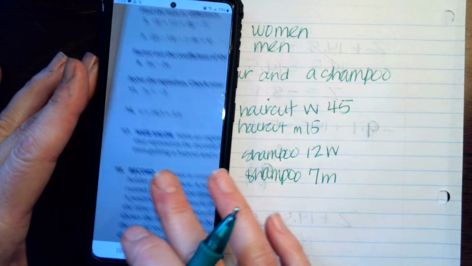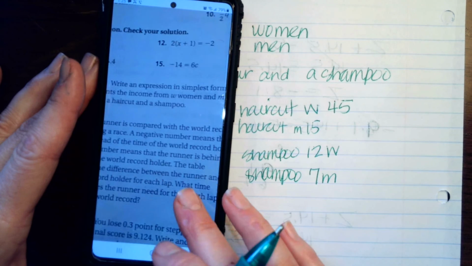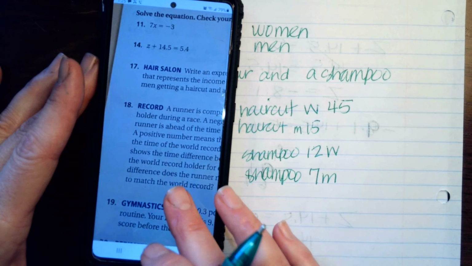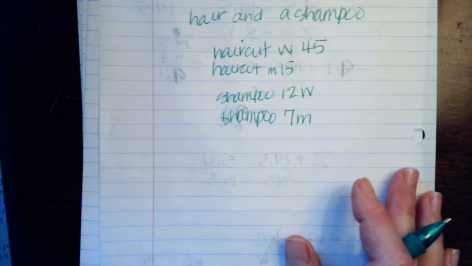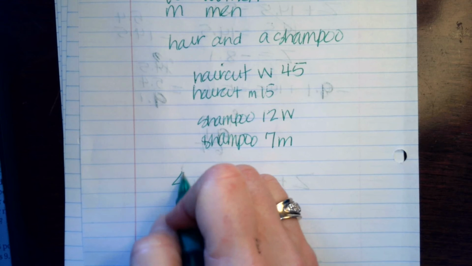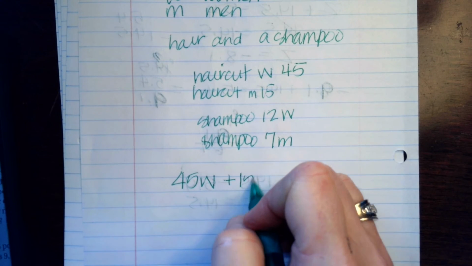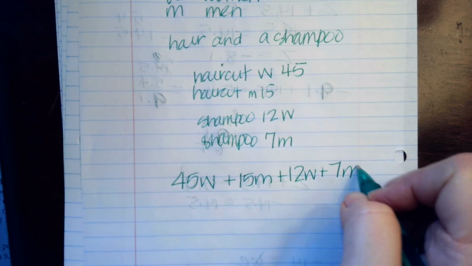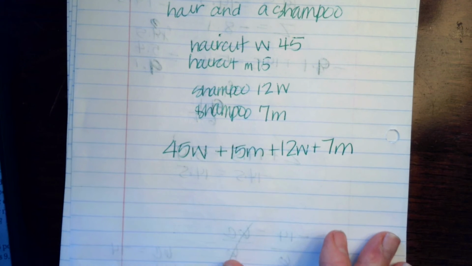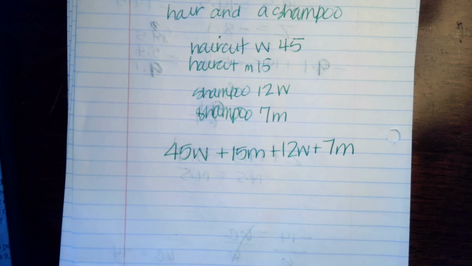So they want us to write an expression in simplest form that represents the income from W women and M men getting a haircut and a shampoo. So what this means is we have 45W plus 15M plus 12W plus 7M. So this is the equation, and then they want us to do it in simplest form.